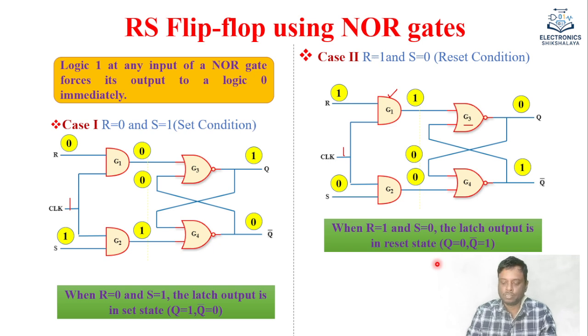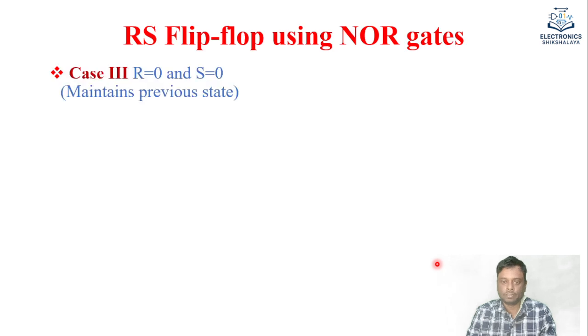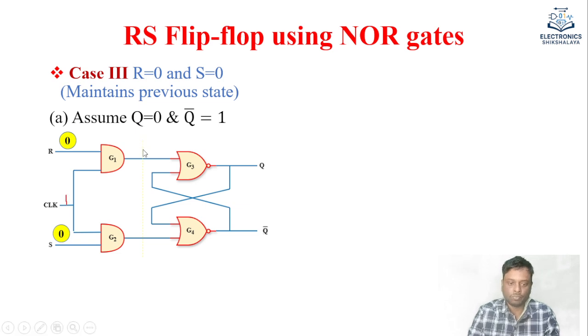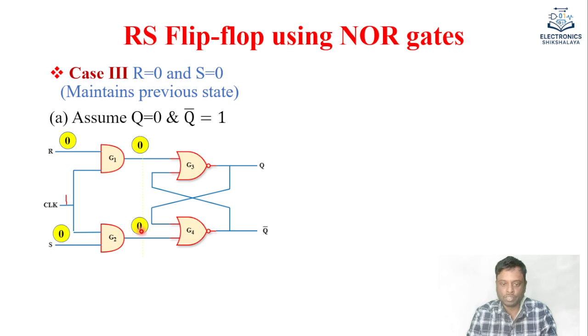Let us see our third case, where both inputs are 0 and 0. Let us assume that Q equal to 0 and Q bar equal to 1. Here we are applying R equal to 0 and S equal to 0, both inputs of this flip-flop are 0, and the clock is equal to 1. Now what will be the output? G1 output is 0 and G2 output is also 0. Then we cannot predict the outputs Q and Q bar.